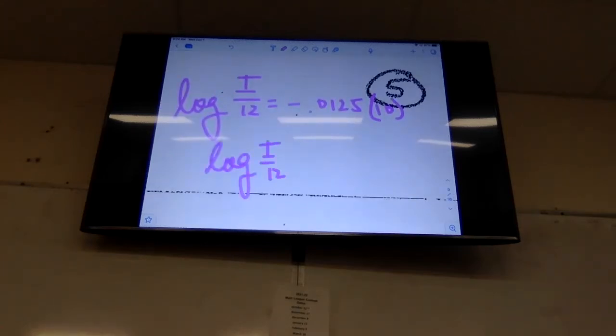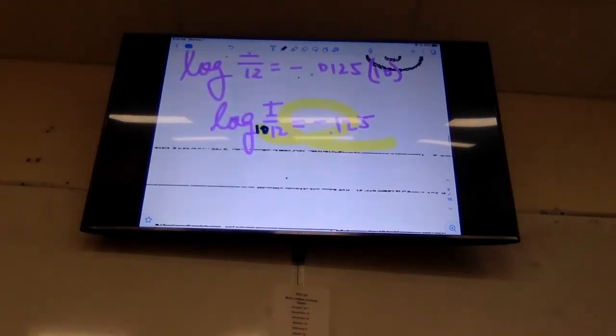Log of I over 12 equals negative 0.125. Just move the decimal when you multiply by 10. And the reason this is in this section, or it's after at least 3.3, is because we had to remember that log base 10 was there if we didn't have a base, and we're going to log roll this. So I'm going to do 10 raised to the negative 0.125 power equals I over 12.